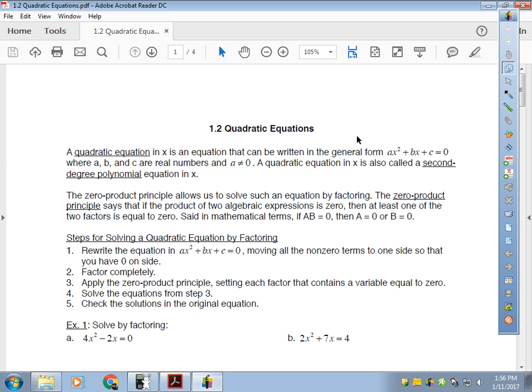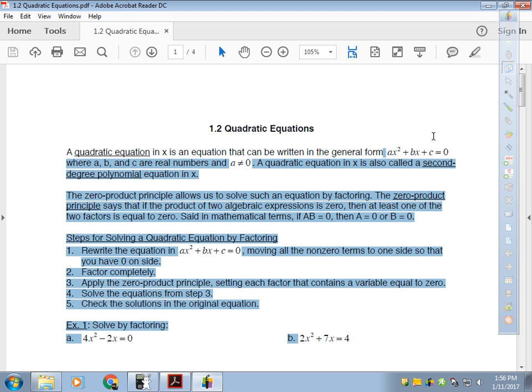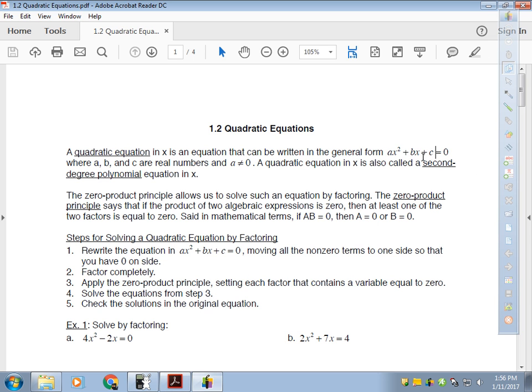Alright, so this is section 1.2, which is all about quadratic equations. A quadratic equation is any equation that can be written in the general form ax squared plus bx plus c equals 0. It doesn't necessarily have to be in that order, but it does have to be in that form. a, b, and c are all real numbers, so they're not imaginary, and a cannot be equal to 0. That means we do have to have an x squared if it's going to be a quadratic. Another name for a quadratic equation is a second-degree polynomial, which is another way of saying that.